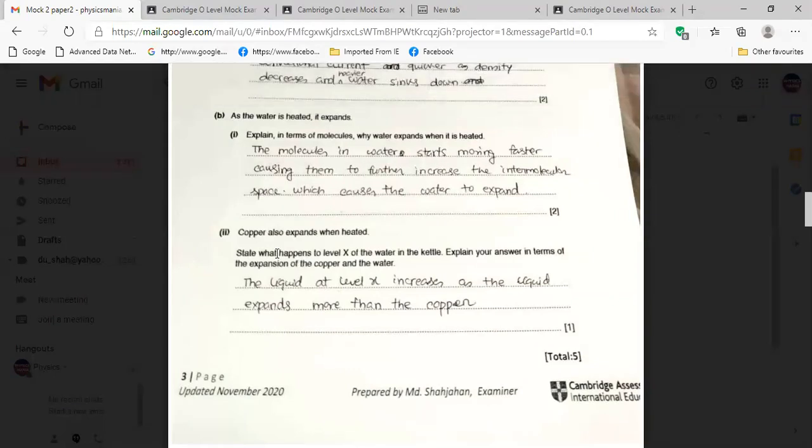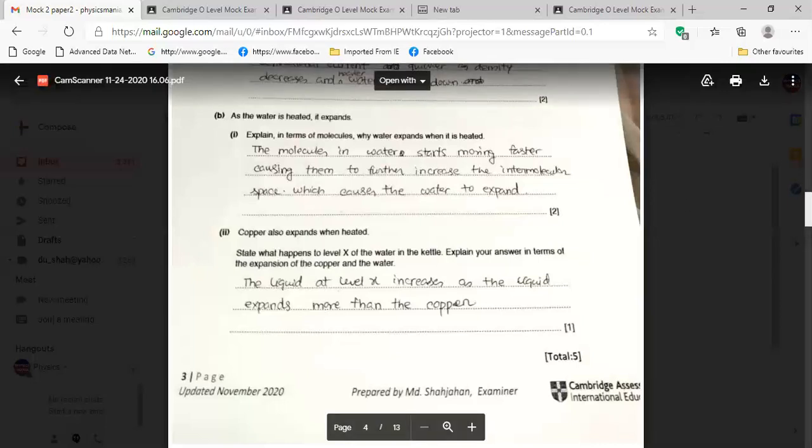Yes, sir. So copper also expands. What happens to level X of the water in the kettle? Explain your answer in terms of the expansion of copper and the water. Where is level X?